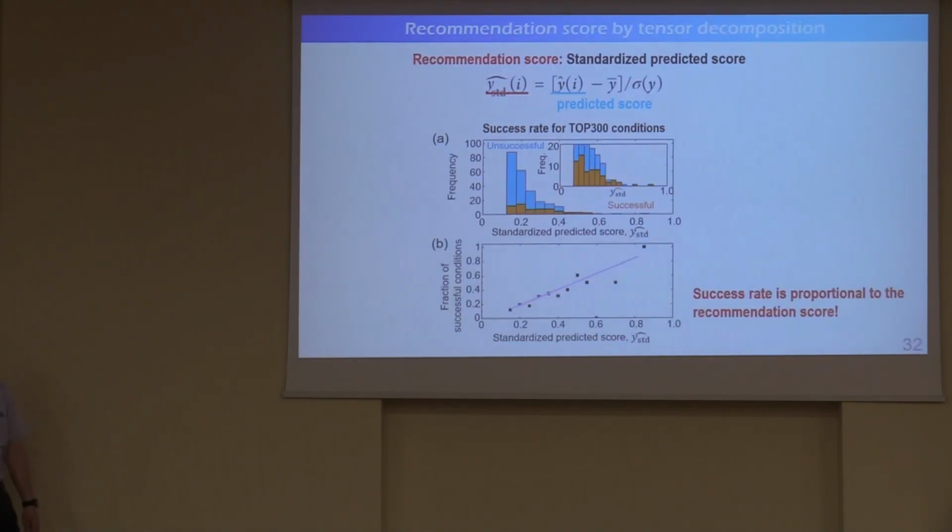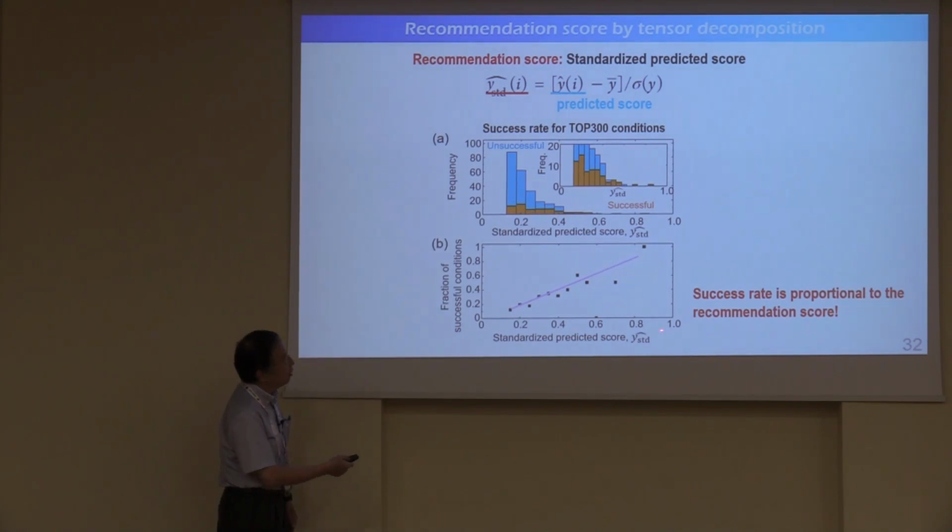So this is the result for the synthesis experiment. The orange one shows the successful synthesis. Again, the blue one corresponds to the unsuccessful synthesis conditions. The successful conditions do not always dominate, but with the increase of the predicted score, the horizontal axis corresponding to the standardized predicted score, the rate of successful results increases. So this is a fraction of successful conditions with the standardized predicted score.